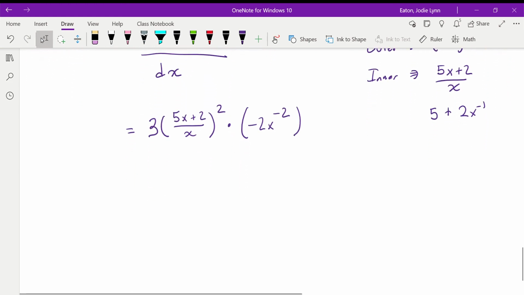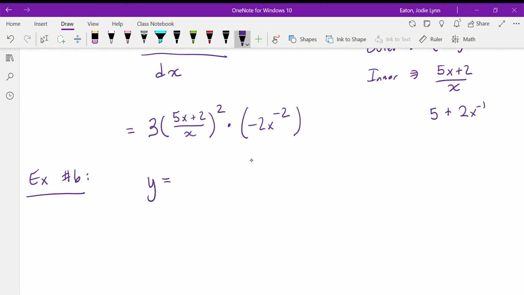Okay, example 6. We have another multi-trig one, so let's have y equals cosine cubed of radical x. That one's lovely. How many functions do we see? I see 1, 2, 3 functions that are kind of nested inside each other. So we have our outer function. The outermost function here is cubing, which goes to 3 times stuff squared.